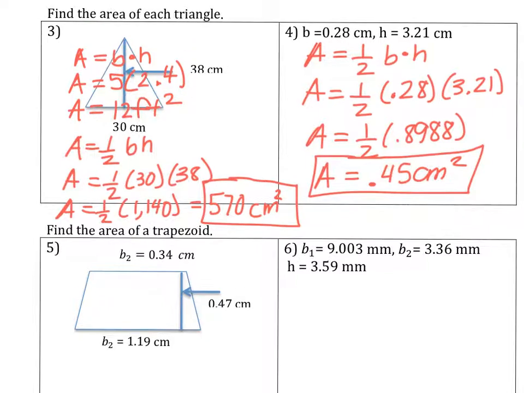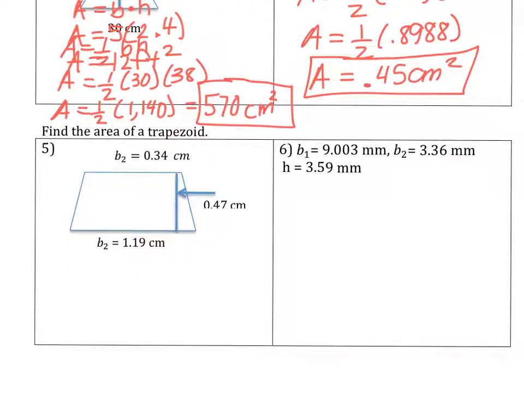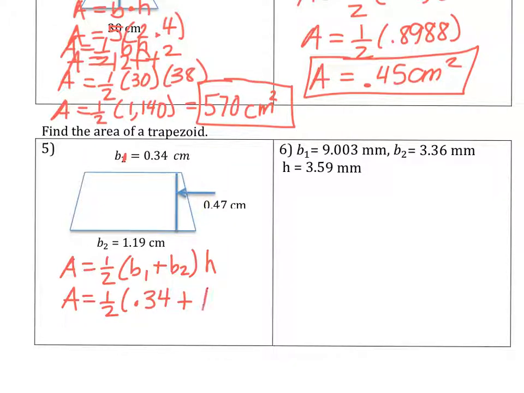Let's look at number 5 here. Number 5, we are going to use our trapezoid formula. It says find the area of the trapezoid. So we need to be careful with our order of operations here. Here's our formula. I'm going to plug in what I know. I know that my base 1 is 0.34 plus base 2, 1.19, times my height, which is 0.47.